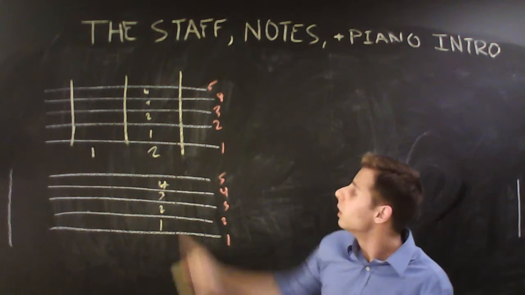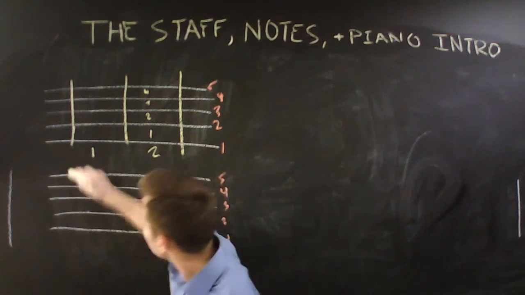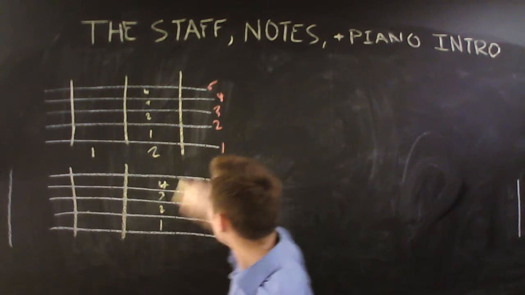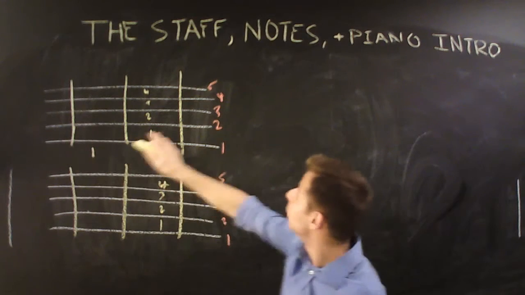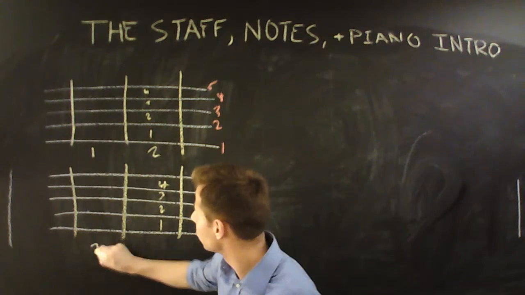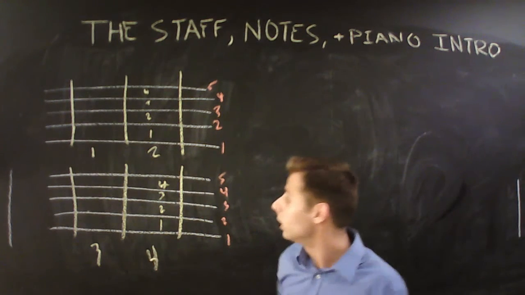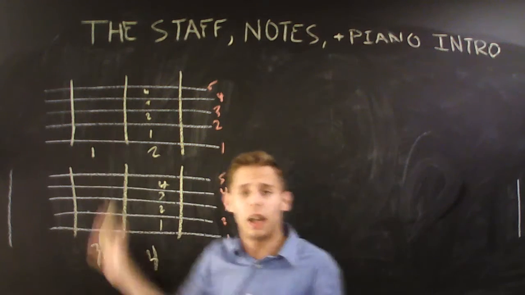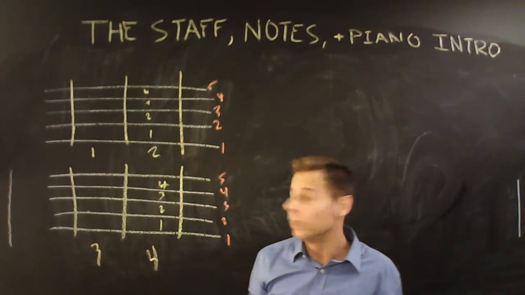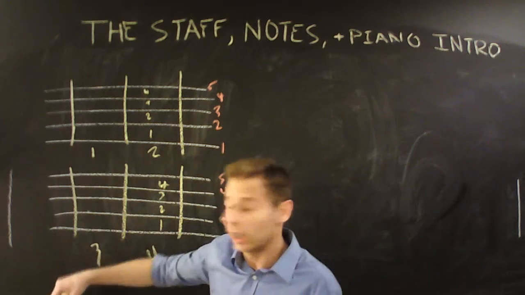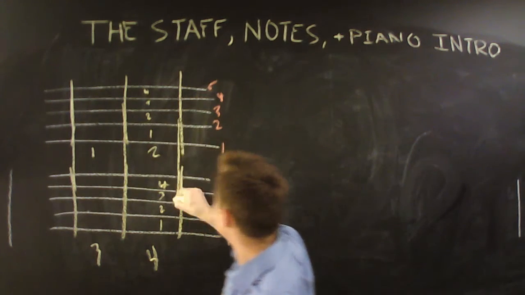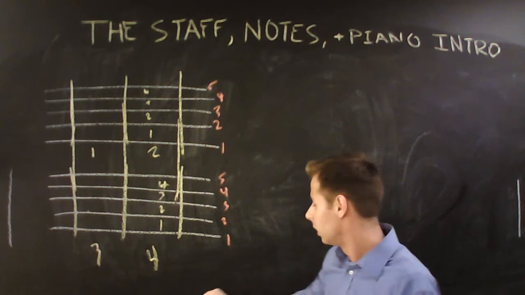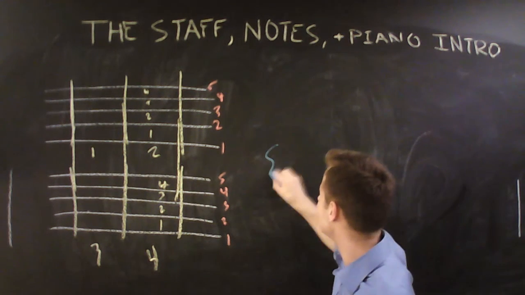Now, in this case, let's say we had this. We have measure 1, measure 2, then measure 3 and measure 4. We can consider these 2 separate lines of music. However, if we were to extend these bar lines all the way through, we now have something known as a system.